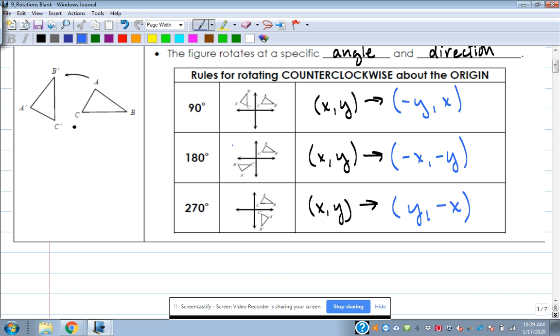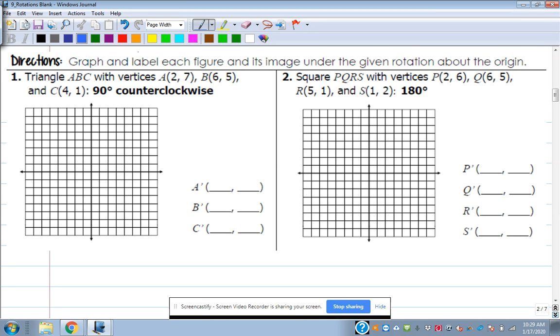All right, so let's look at about 3 examples, which I think will get us everything we need here. Again, we're going to have the pre-image and then the image. Triangle ABC has vertices (2, 7), (6, 5), and (4, 1). So I'm going to graph that. Triangle ABC at (2, 7), (6, 5), and C is at (4, 1). Draw that, the pre-image.